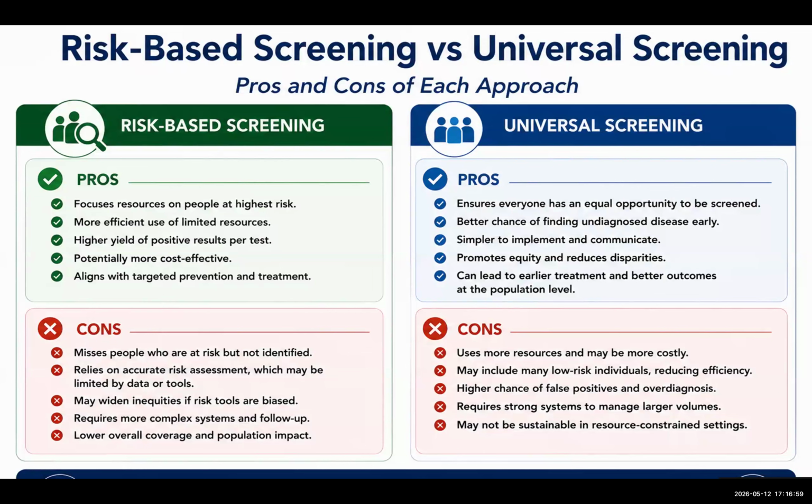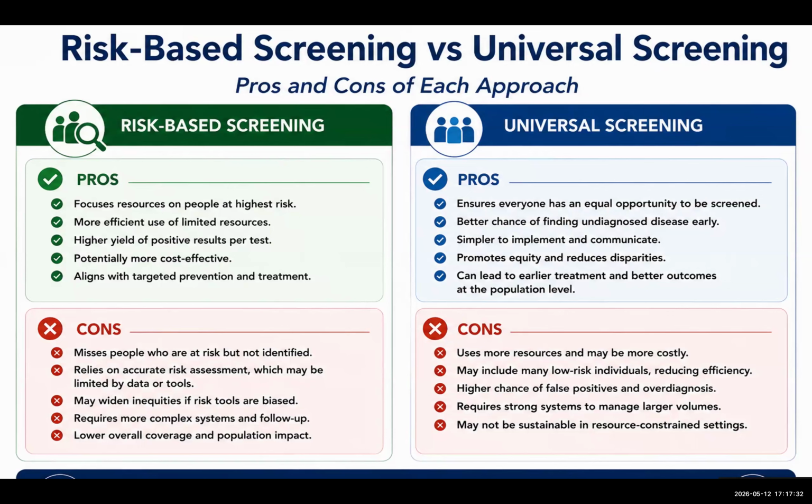But we're going to miss a lot of people who are at risk but not identified. And you're going to need people who can accurately perform that risk assessment, and that's going to be limited by either data or the tools at hand. That is what's going to widen the inequity, if the risk-based tools can't really be accessed. Now, the complexity of the system required to follow up with these people is going to increase the more we screen people, and it has an overall lower coverage and population impact.